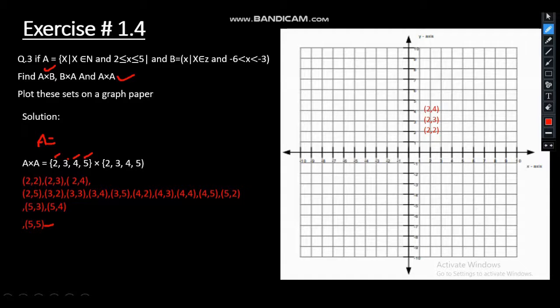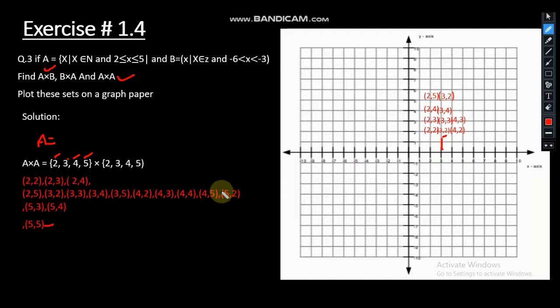2, 4, which is also in the first quadrant. 2, 5, which is 2 on the x-axis and 5 on the y-axis. Again here 2, 3, which means 2 on the x-axis and 3 on the y-axis. 3 and 3, both are also in the first quadrant. 3, 4 is also in the first quadrant. 3, 2 is also in the first quadrant. 4, 2 is also in the first quadrant.